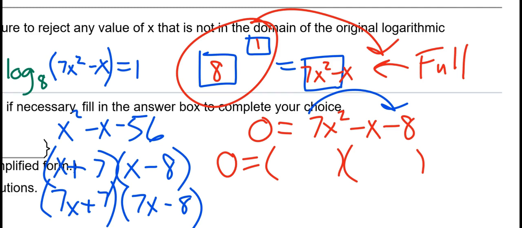And then we looked for GCFs we could pull out and get rid of. Does the first one have any GCFs you could pull out and get rid of? Yes. 7x plus 7 does have a GCF. What can we go pull out and get rid of? 7, which would leave us with x plus 1, if you took the 7 out, right? Yeah. Does the other one have a GCF? No.